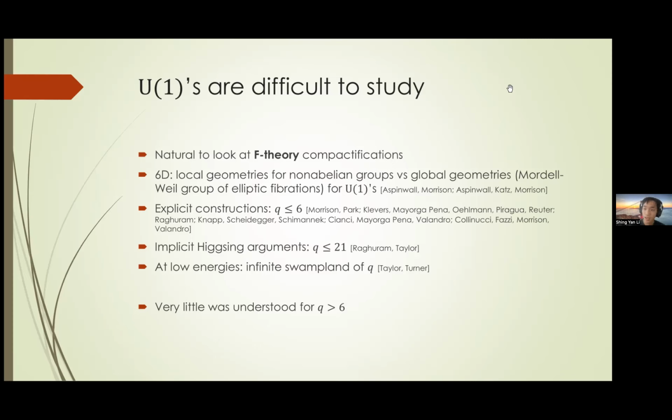On the other hand, if we don't look at explicit constructions, but at the Higgs mechanism in low energy that corresponds to geometric deformation in F-theory, there's an implicit argument that tells you Q may be as large as 21, but those are not explicit string constructions. And if we just look at anomaly cancellation in low energy, then there are, of course, infinite possibilities for the charge Q, and infinitely many of them will belong to the Swampland. So in short, we have very little understanding for Q greater than 6.